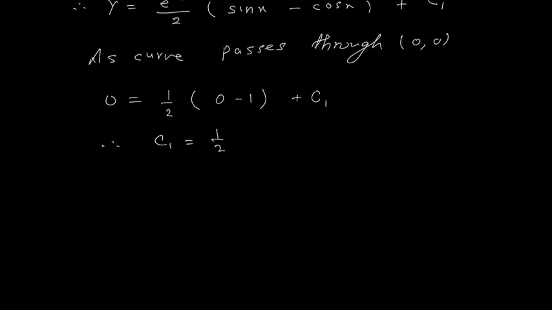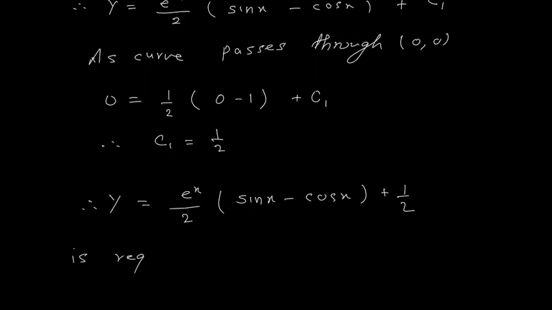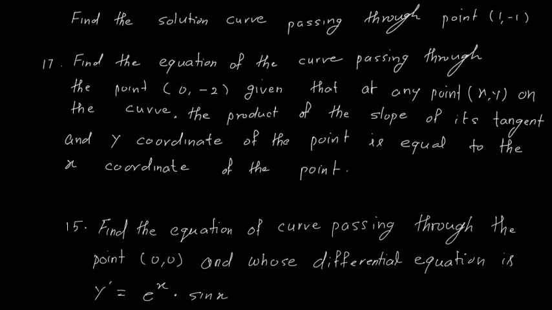Therefore y is equal to e^x upon 2 into (sin x minus cos x) plus half is the required equation of the curve. This is the required equation of the curve. Simple question, right?